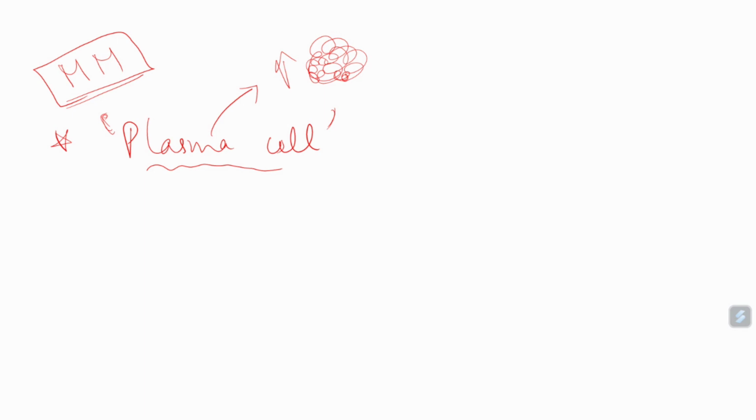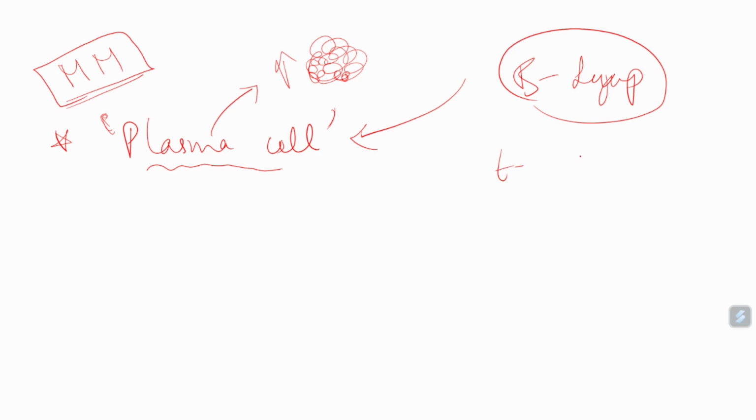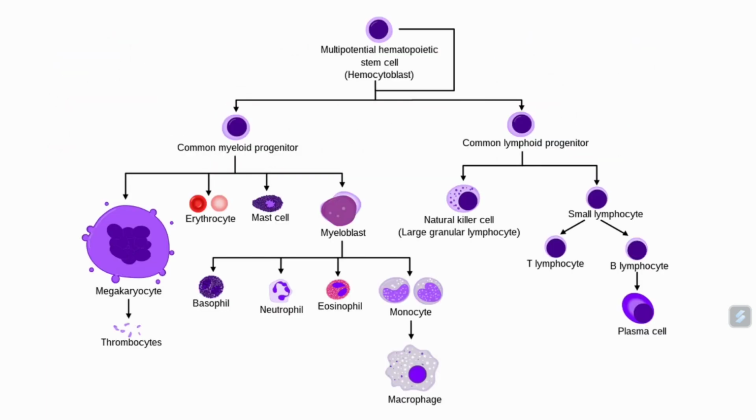Now, what is plasma cell? Who will tell? These plasma cells are obtained from B lymphocytes, right? Now, what is B lymphocyte? We have T lymphocyte, we have B lymphocyte. Now everybody should try to concentrate here. I will try to tell you what is plasma cell, what is T lymphocyte, what is B lymphocyte, and what exactly multiple myeloma is. Okay. Now you see, just imagine this is a stem cell in the bone marrow.